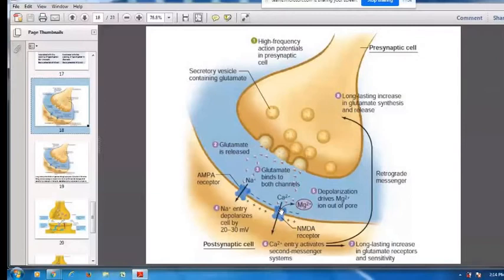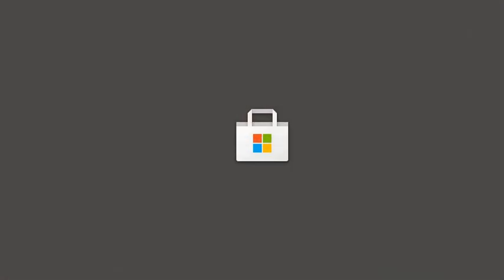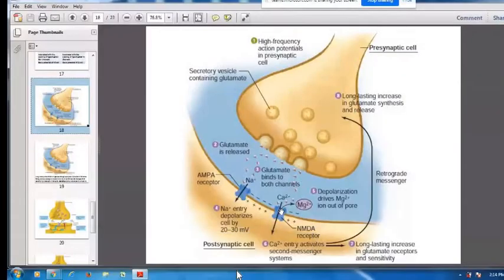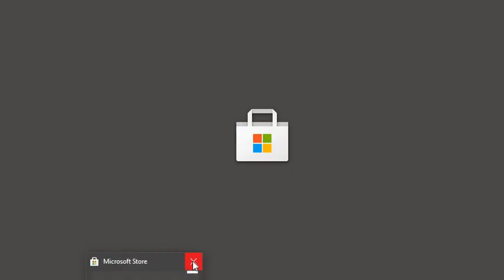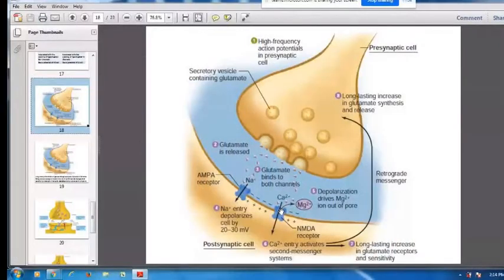Number 1, there is an action potential in the presynaptic neuron. Calcium entry occurs. These vesicles release the neurotransmitter in the synaptic cleft. This neurotransmitter is glutamate. Now we have to focus that glutamate binds to the NMDA receptor and the AMPA receptor. When glutamate binds to the AMPA receptor, it causes entry of sodium ions. When sodium ions enter, depolarization occurs.